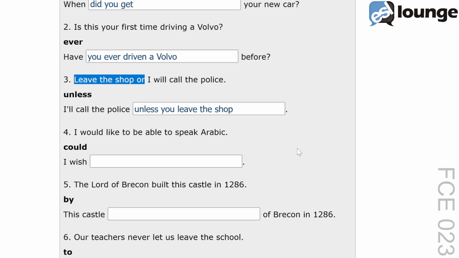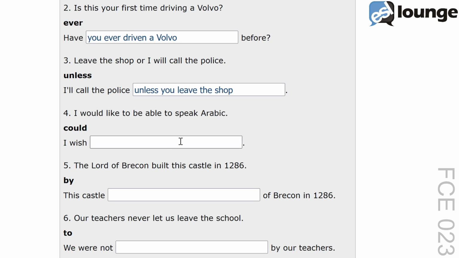Here's question 4. The original sentence is, I would like to be able to speak Arabic. The keyword is could. And the second sentence is, I wish blank. The correct answer is, I wish I could speak Arabic.